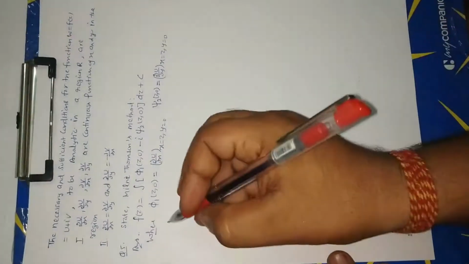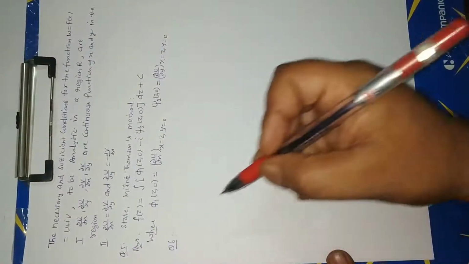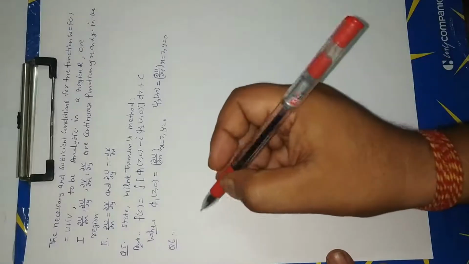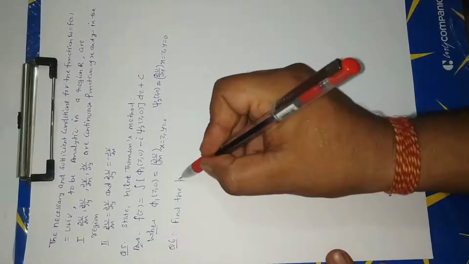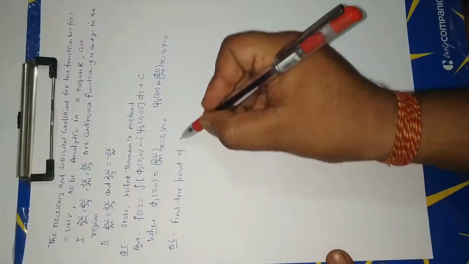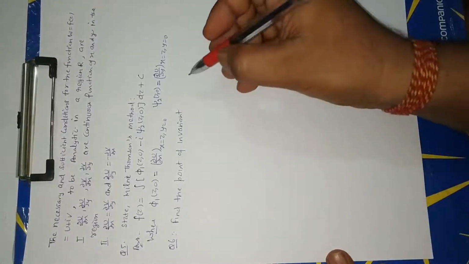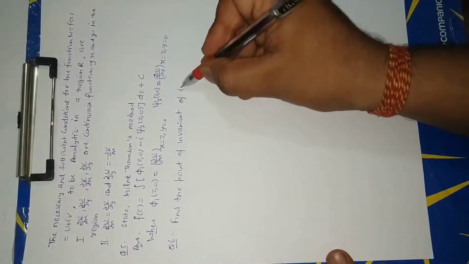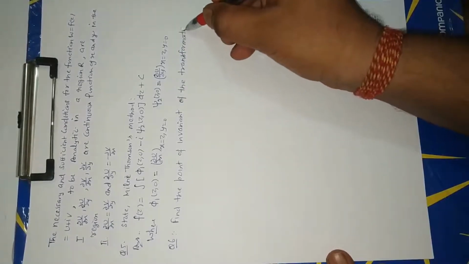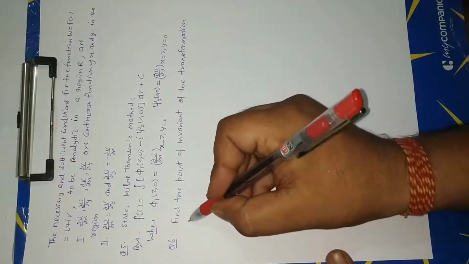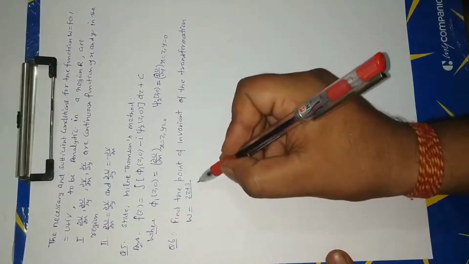Okay, student. Now next question, question number 6. Find the point of invariant of the transformation w = (z + 3)/(z + 2).